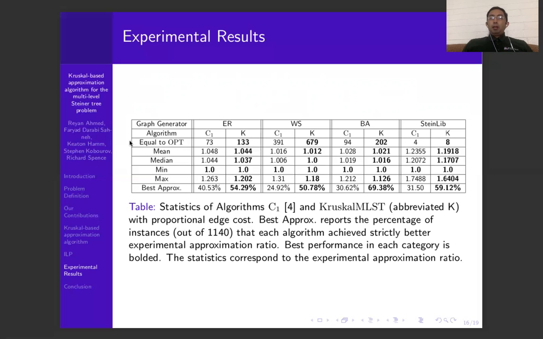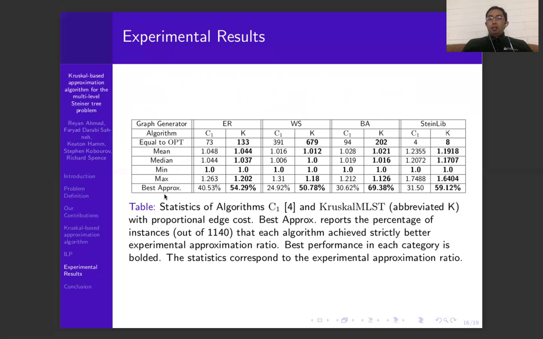We provide how many times the solution is equal to the optimal solution for both of these algorithms. Then we provide the average experimental approximation ratio, the median of the experimental approximation ratios for all instances, the minimum and the maximum. Here, best approximation reports the percentage of instances out of 1,140 that each algorithm achieved strictly better experimental approximation ratio.